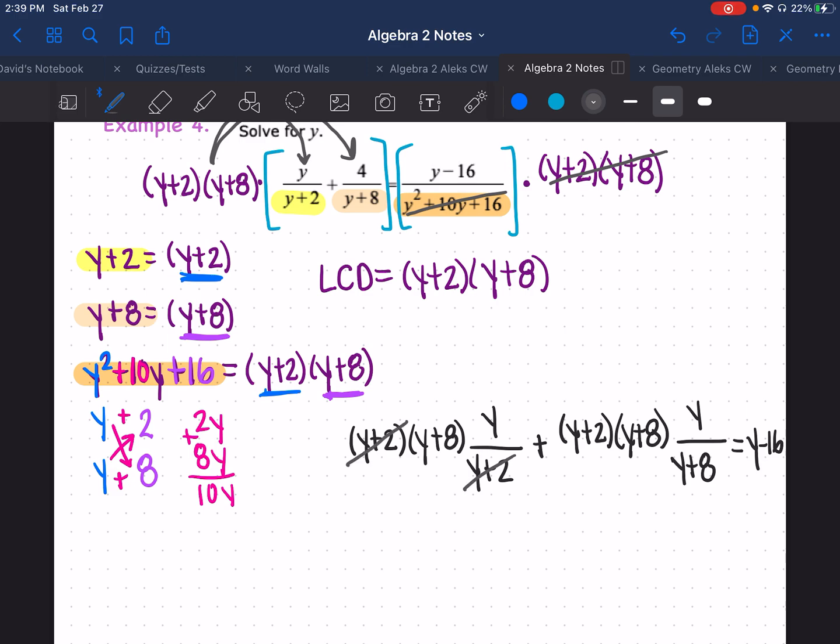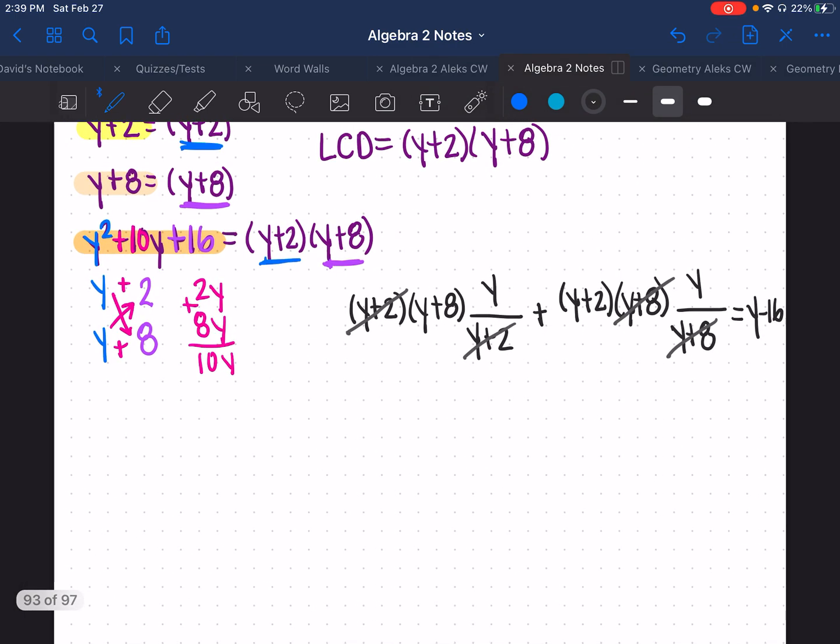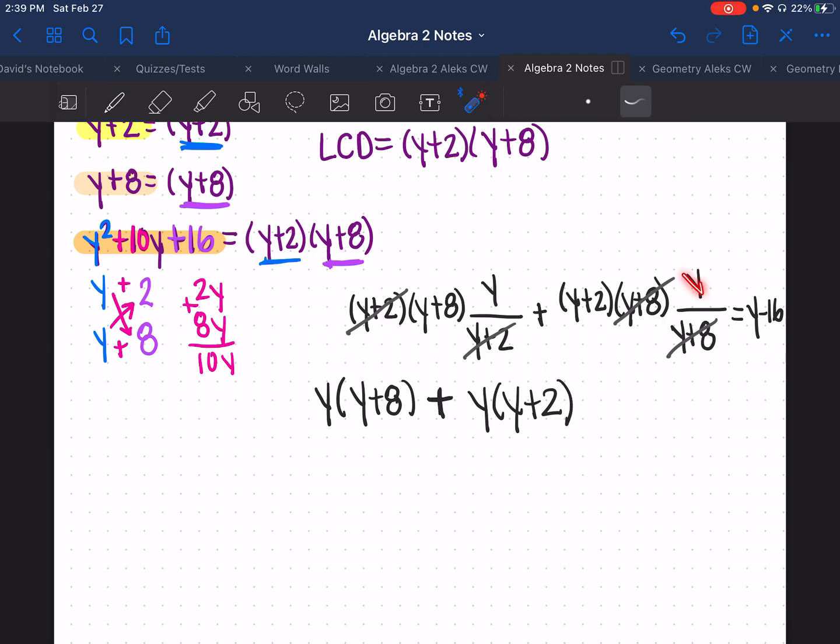Now watch what happens. This is going to cancel that and my fraction is gone. This is going to cancel with that and my fraction is gone. So what do I have here? Well, I have y from my numerator times y plus 8, plus, for my second one, y times y plus 2, equals y minus 16. This is just an equation.